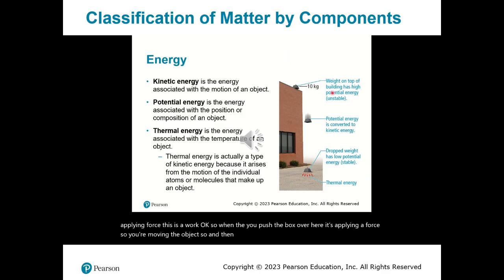Here we have an example. We have a building over here, and a 10 kilogram weight on the roof of the building. It has a high potential energy, which is unstable, very much on the edge of this roof. Then this weight will fall, and the potential energy is converted into kinetic energy. The dropped weight over here on the floor releases thermal energy when it heats the ground, and it has low potential energy. It's stable now.